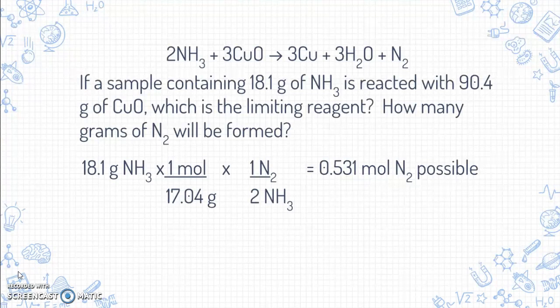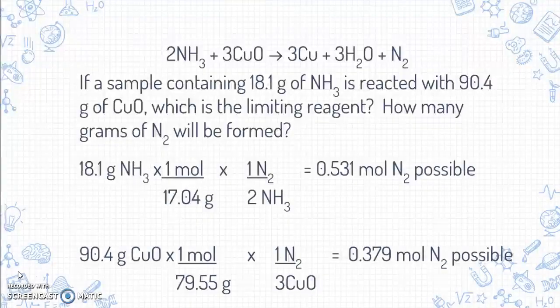So that can vary, but I think with significant figures you end up with the same number of moles. Now we just don't know if that one's limiting. The copper oxide could be limiting. So we would go ahead and do the same thing with the copper oxide, converting copper oxide to moles, and then using the mole ratio to figure out how many moles of nitrogen that would produce if, in fact, the copper oxide was limiting. So based on that, that would produce 0.379 moles, possibly.